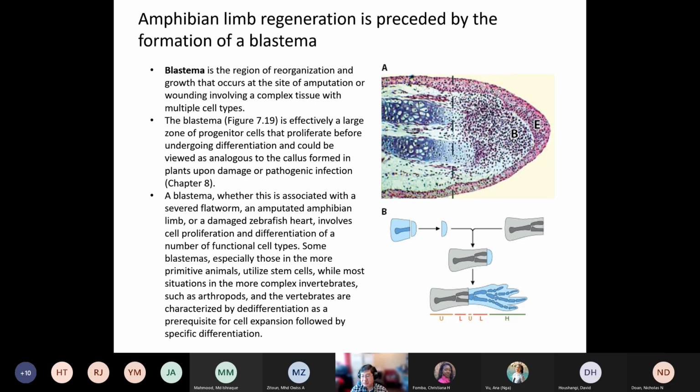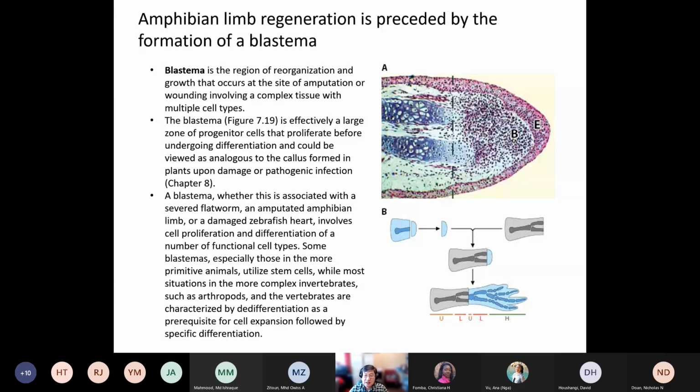But at the first stage of regeneration, what you're going to see, of course, is not a regaining of the limb structure immediately. It won't occur like that. Instead, you're going to have this tumor-like structure.